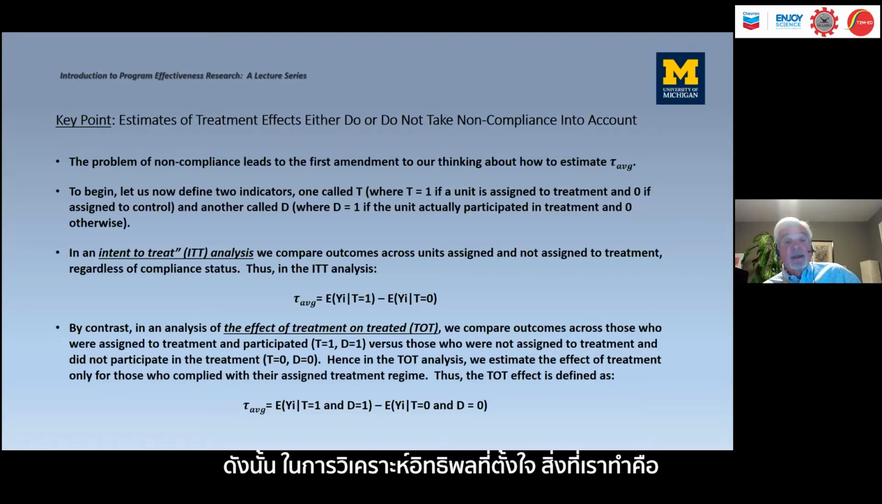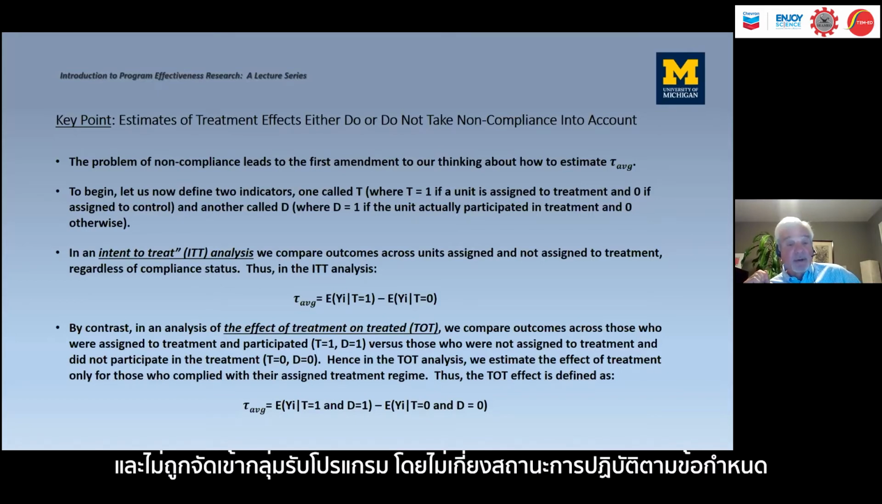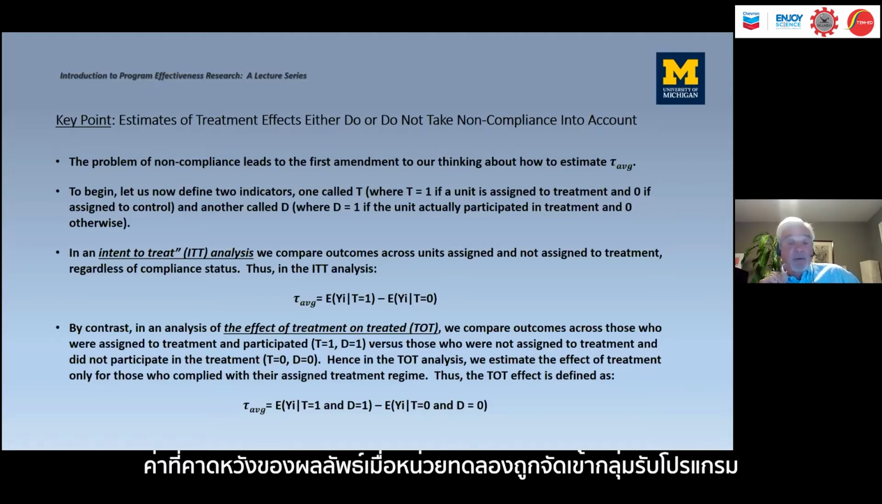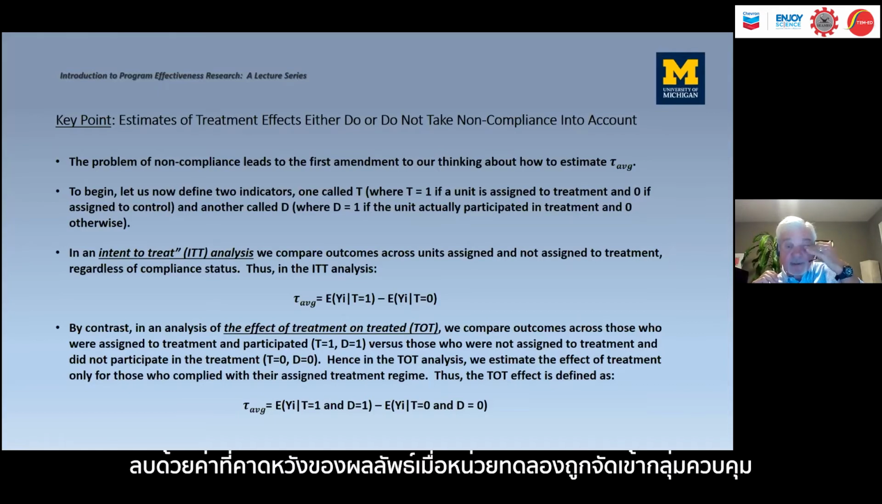So in the intent to treat analysis, what we do is compare outcomes across units assigned and not assigned to treatment, regardless of their compliance status. So an ITT analysis is simply the expected value of outcomes where treatment was assigned minus the expected value of outcomes where the unit was assigned to the control group.